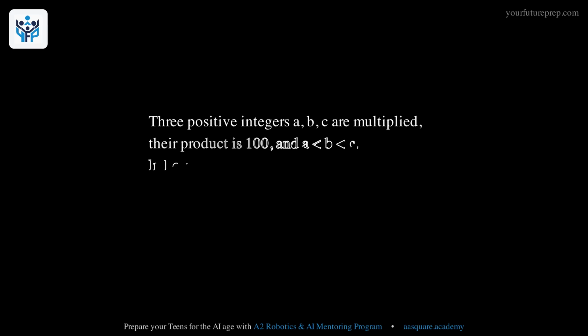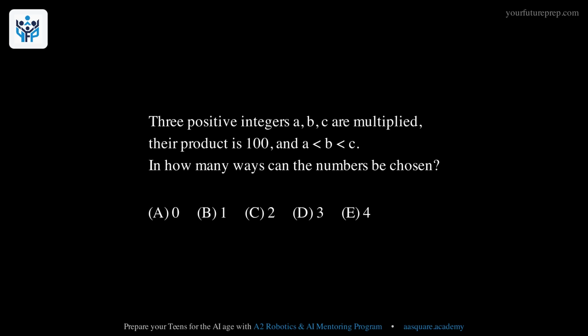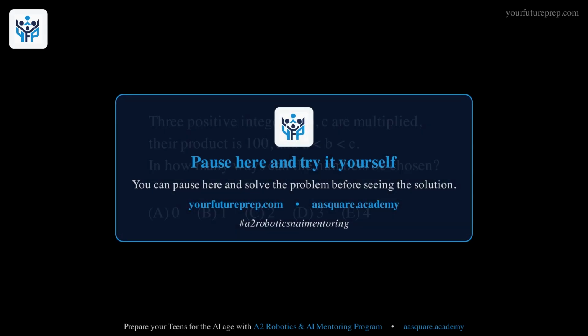Here's problem 3 from the 2022 AMC 8. When three positive integers a, b, and c are multiplied together, their product is 100, and a is less than b is less than c. In how many ways can the numbers be chosen? You can pause here and solve the problem before seeing the solution.